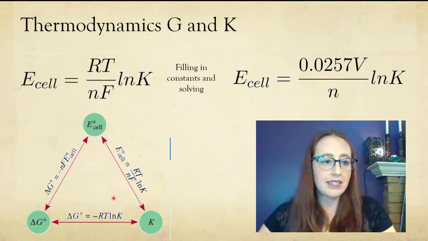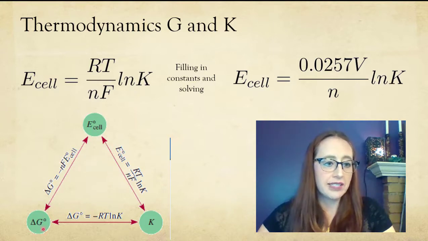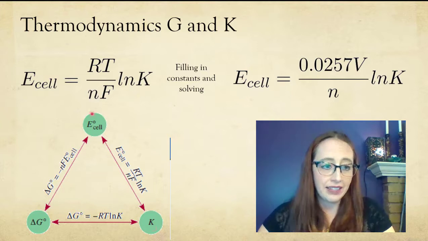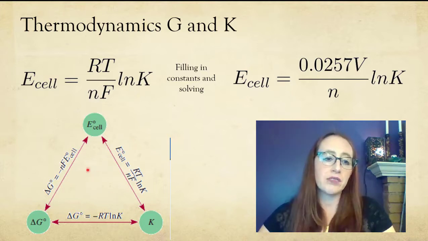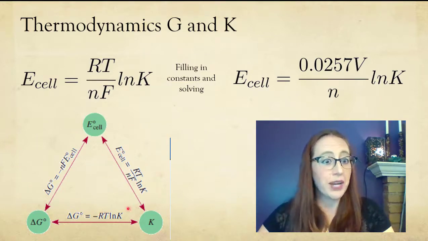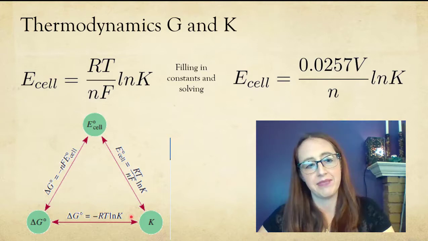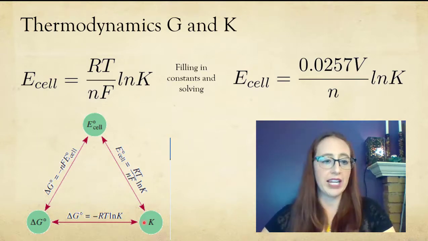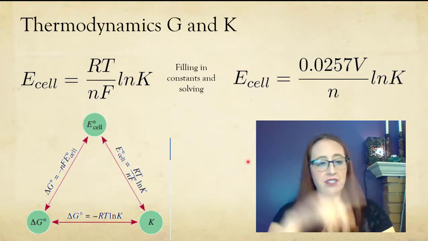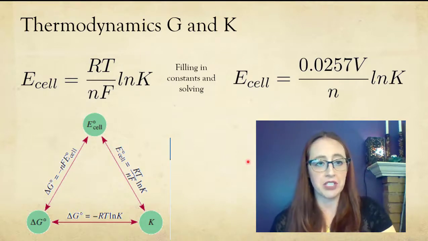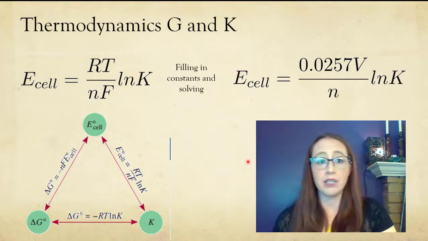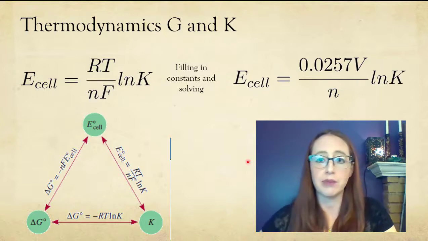Now, I like this little picture because it shows us how we can go from delta G to E, delta G to K, K to E, or E to K. It shows us each of the equations that we're going to use to do that. This can be a very useful triangle to help you picture this way of going in between any of the three parameters that we just talked about. So if you have any one of them, you can go to any of the other ones.